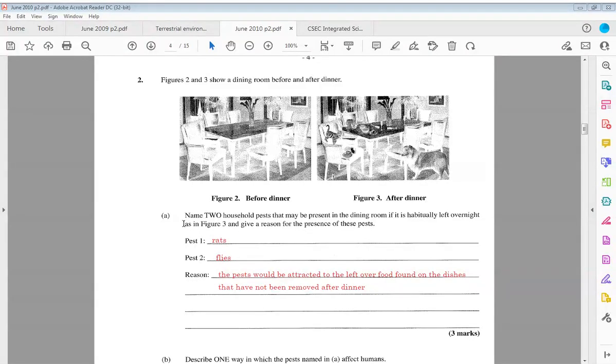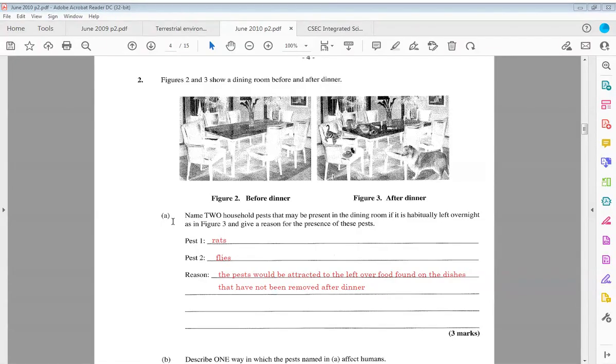So the first question, A: name two household pests that may be present in the dining room if it is habitually left overnight, as in figure 3, and give a reason for the presence of these pests. So your pests could be anything, right? I just put two random ones. The first could be rats. The second one could be flies. And my reason was that the pests would be attracted to the leftover food found on the dishes that have not been removed after dinner.